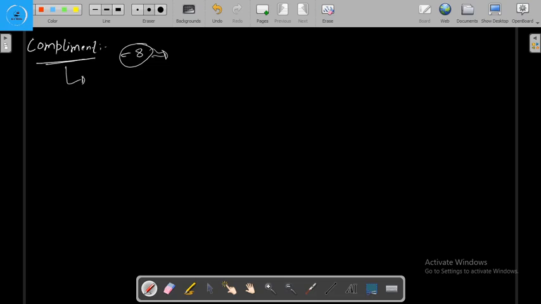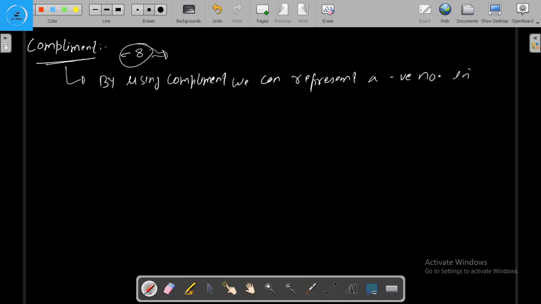By using complement, we can represent a negative number in any number system. For representing a negative number in any number system, we are using these complements.